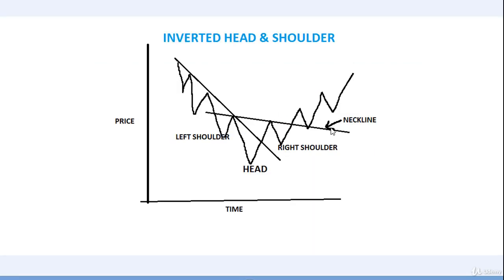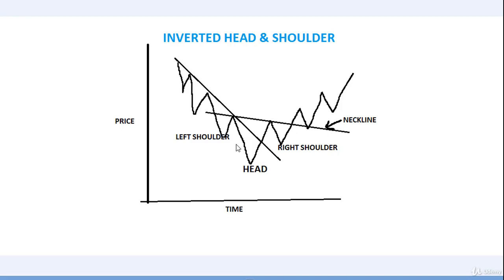Inverted head and shoulder pattern is simply the inverse of head and shoulder top formation. This formation too consists of a left shoulder, a head and right shoulder, but it suggests a trend reversal from down to up and it is commonly seen in downtrend at the end of the downtrend.